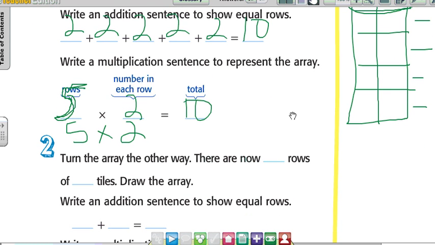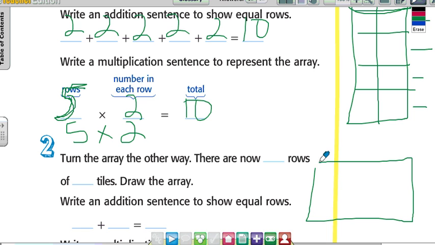Okay, it says now turn the array the other way. What that means is I need for you to do this. Now I need 2 rows with how many in each row now? 5. 1, 2, 3, 4, and that's 5. Okay. Now there are 2 rows of 5 tiles each.